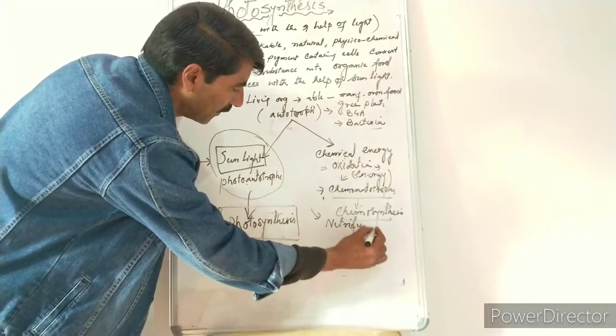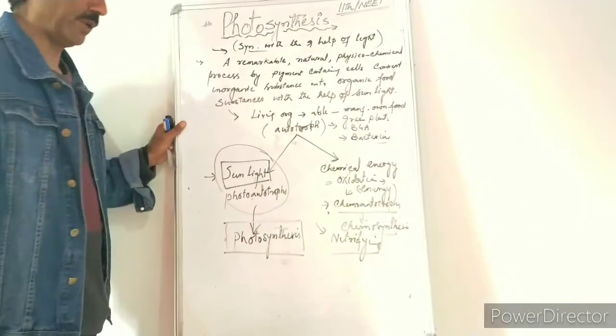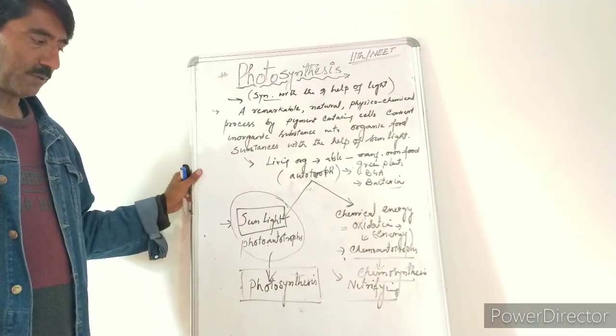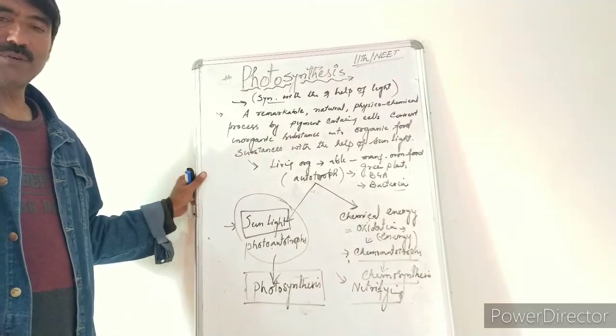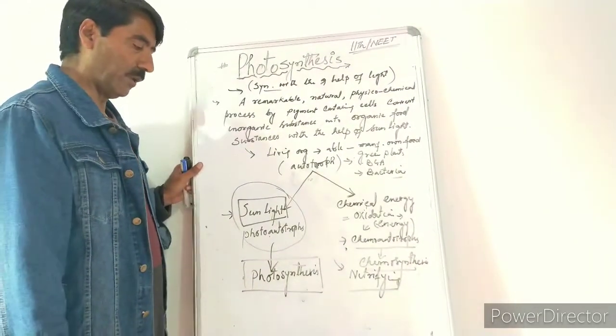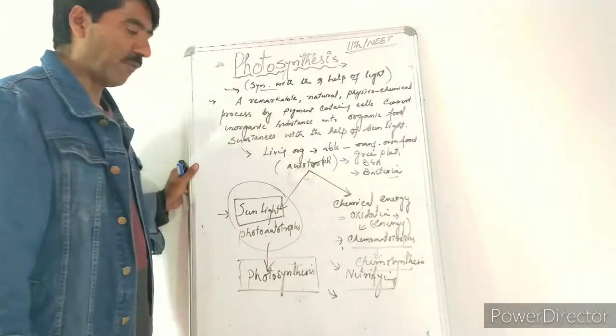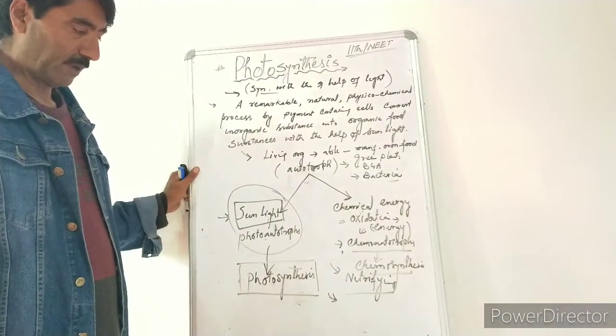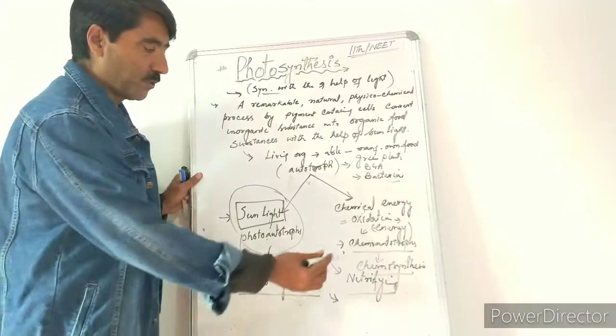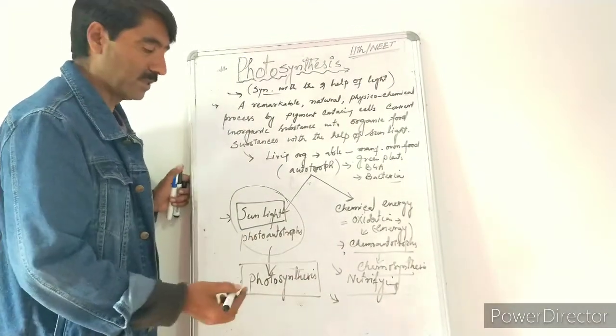You have read during the diversity chapter, when we were studying the diversity, at that time we learned that there is one group of bacteria which use the chemical energy for food synthesis.